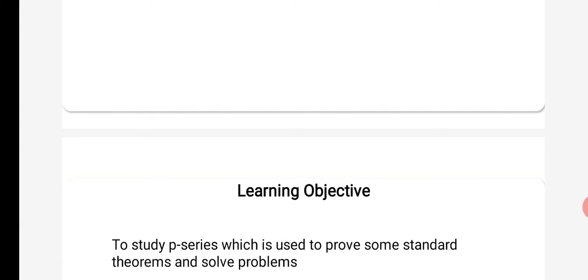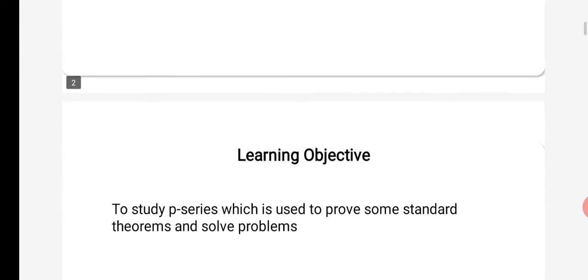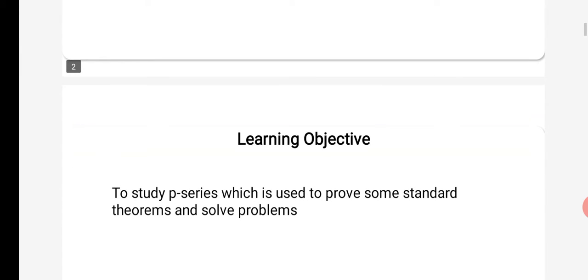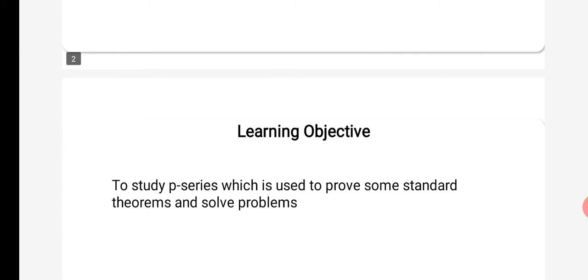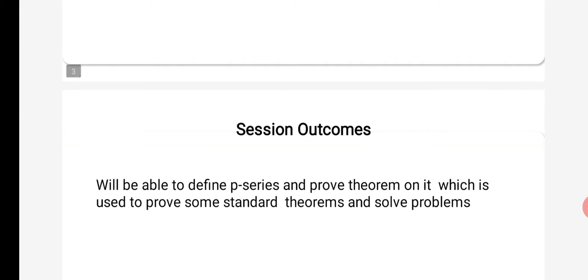In this chapter, the learning objectives are to study P series, which is used to prove some standard theorems and solve problems. Session outcomes: you will be able to define P series and prove theorems on it, which are used to prove some standard theorems and solve problems.